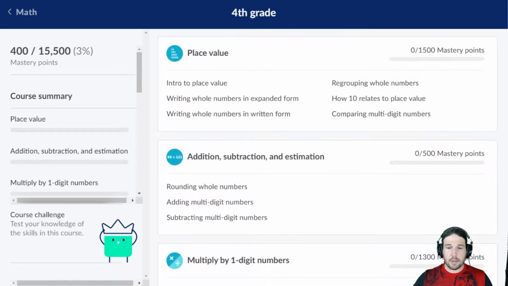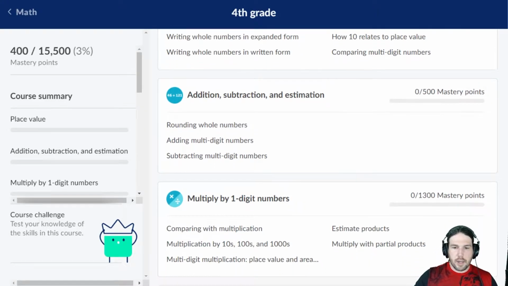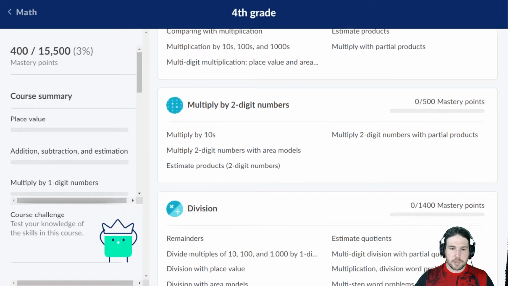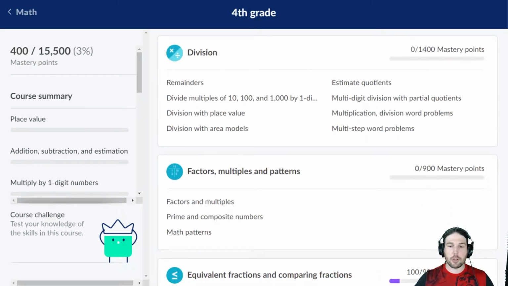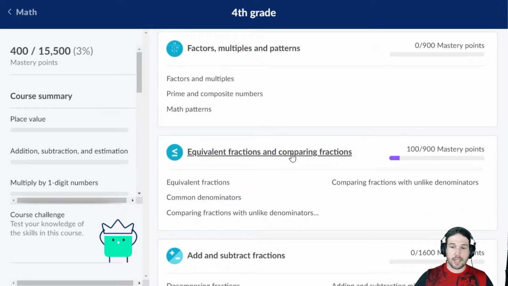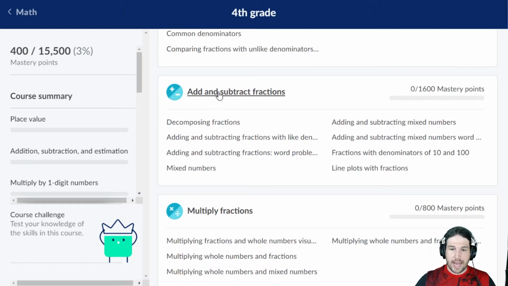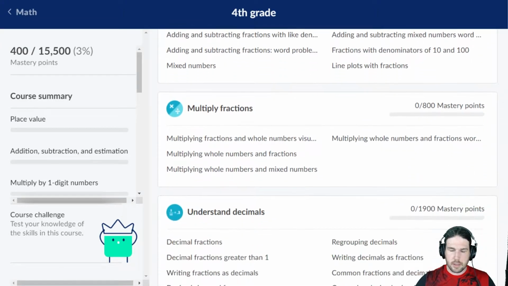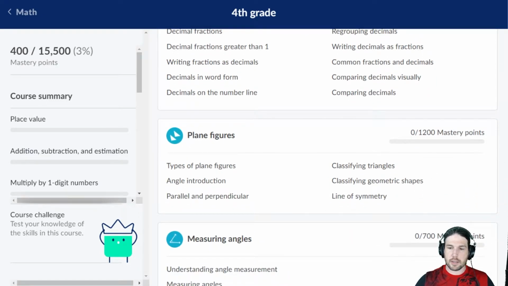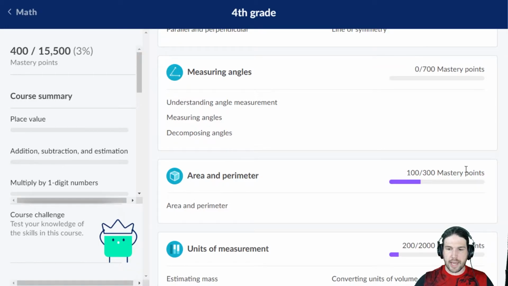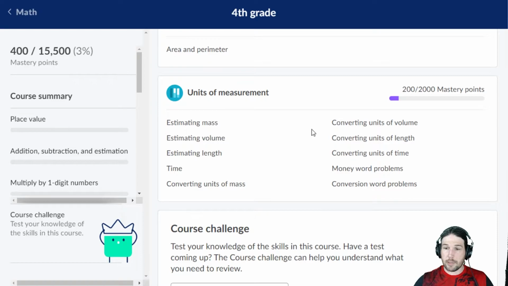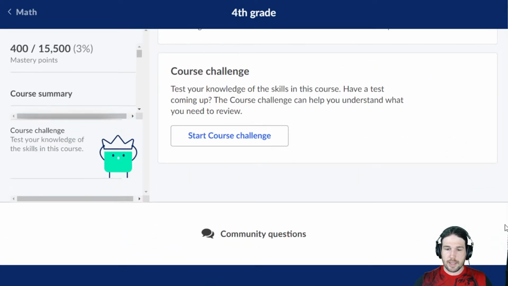We've got place value, another addition, subtraction, and estimation chapter, multiply by 1 and 2-digit numbers, division, factors, multiples, and patterns. Looks like equivalent fractions and comparing fractions, adding and subtracting fractions, multiplying fractions, understanding decimals, plane figures, measuring angles, area and perimeter, but that's a very small unit. Big unit on units of measurement, and then the course challenge.